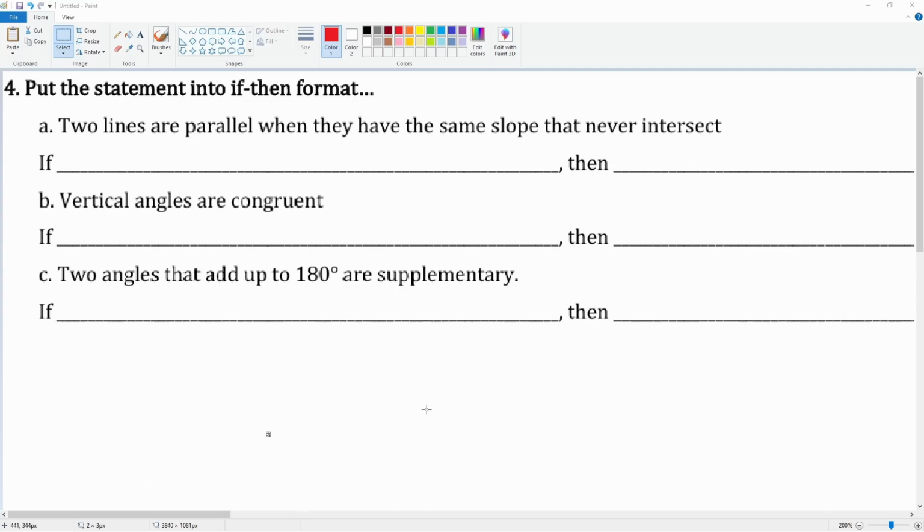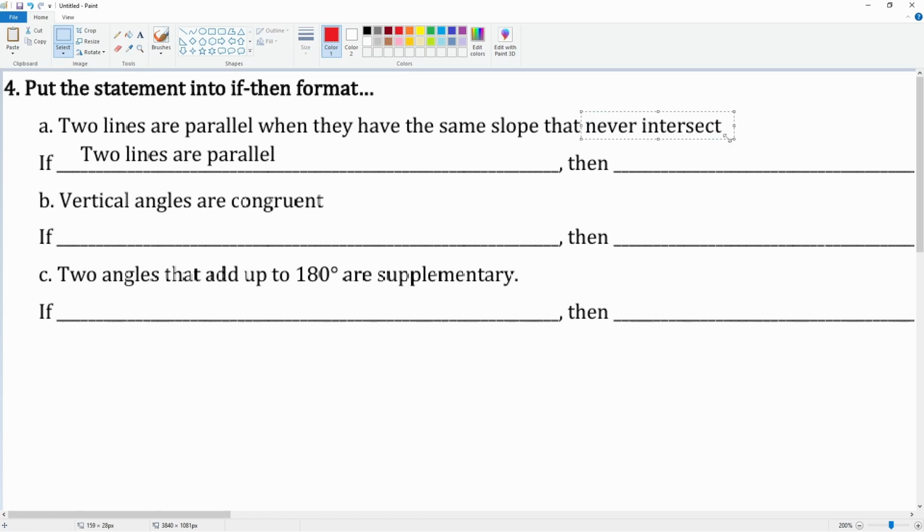Here we have number 4. We are supposed to be putting them in an if-then statement. If two lines are parallel when they have the same slope, they never intersect. So if two lines are parallel, then we can say they never intersect.